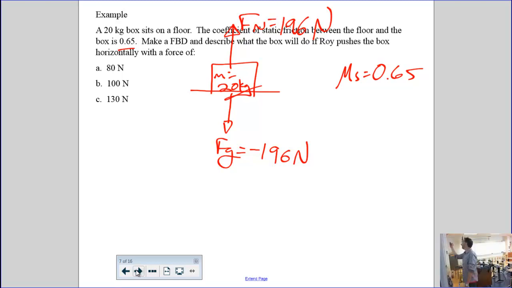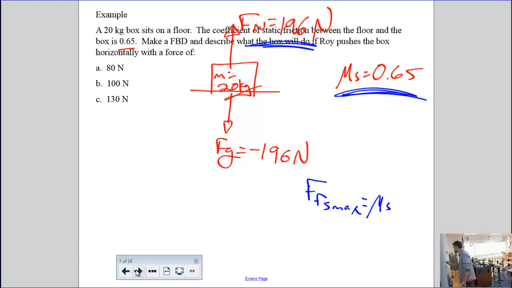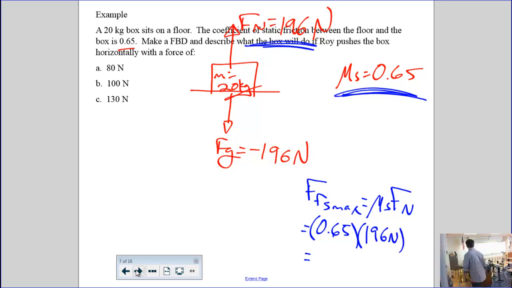Remember, these two values, this coefficient of static friction and this normal force, together determine our static friction max. So let's figure out what it is. It's the coefficient of static friction times the normal force. Our coefficient is 0.65, our normal force is 196. Multiply this out, and you get 127.4 newtons.